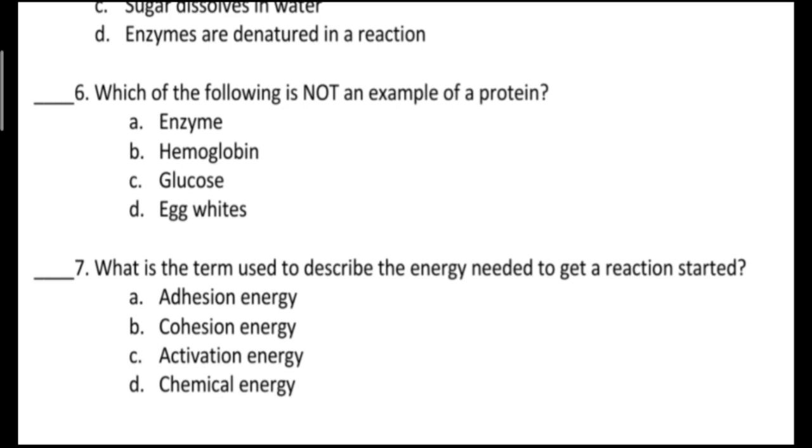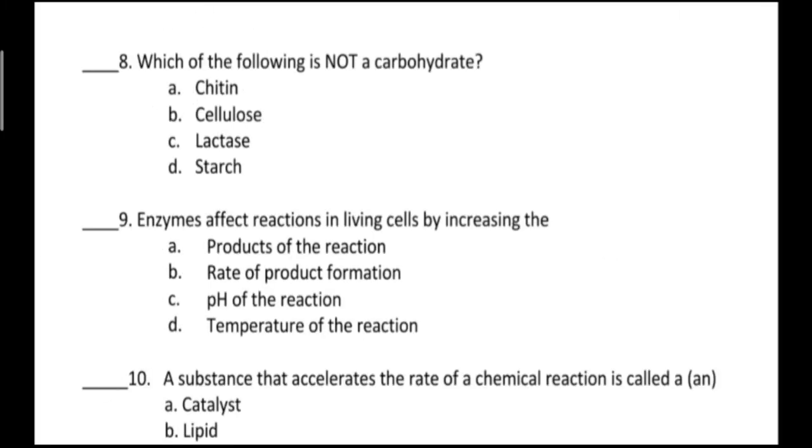That is what we call activation energy, which is letter C. Next one, which of the following is not a carbohydrate? Chitin, cellulose, lactase, or starch. Chitin is the primary component of exoskeletons of the arthropods. Letter A is made up of polysaccharides, and polysaccharides are carbohydrates, so letter A is a carbohydrate.